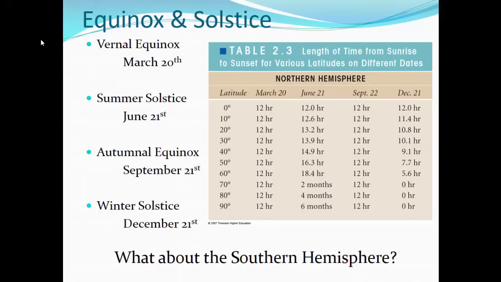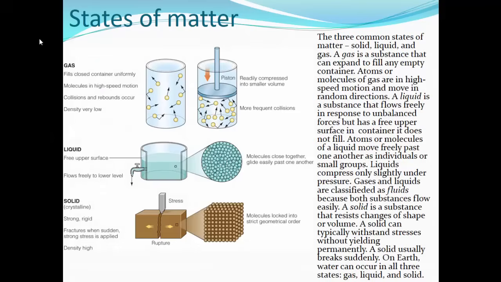The summer solstice is around June 21st, the longest day of the year. The autumnal equinox, again an equinox because as you can see from the chart, the days are 12 hours long and the nights are 12 hours long. That's about September 21st, and the winter solstice, the shortest day of the year, is going to be around December 21st.